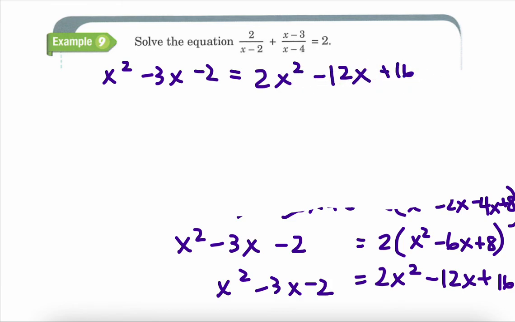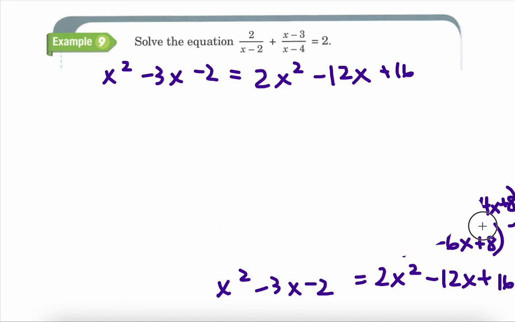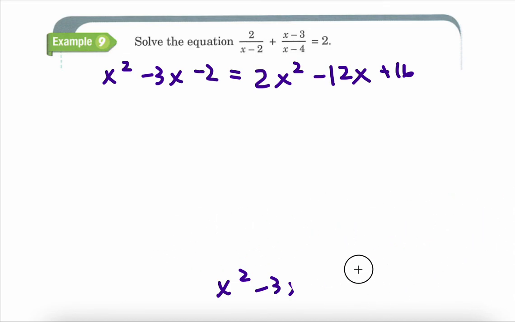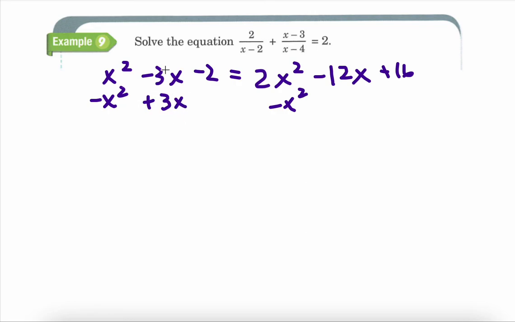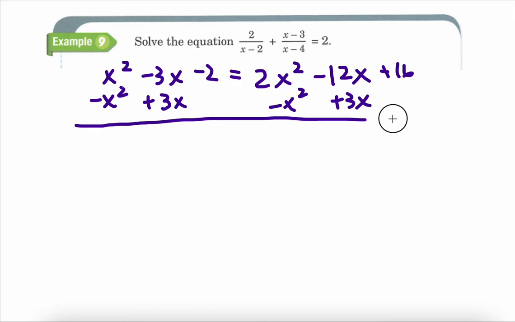Okay, remember our last step, we still have to set it equal to 0. So move everything to one side and set it equal to 0. It doesn't matter which side. I do want to keep my x squared positive because it's going to make my factoring easier later. So I'm going to subtract x squared from the left-hand side and have it join over here. And that would mean that this minus 3x would need to also join over here. So that cancels, that cancels.